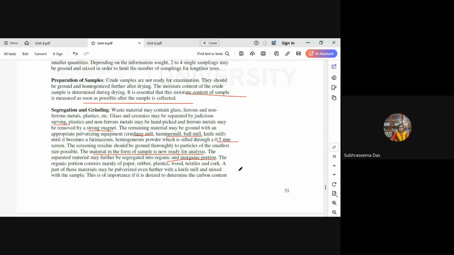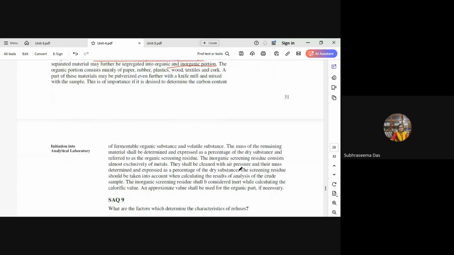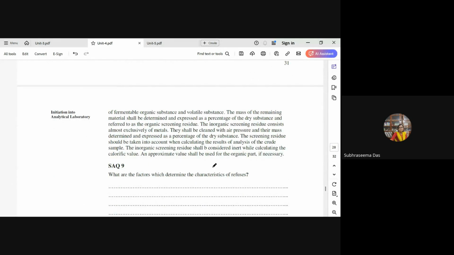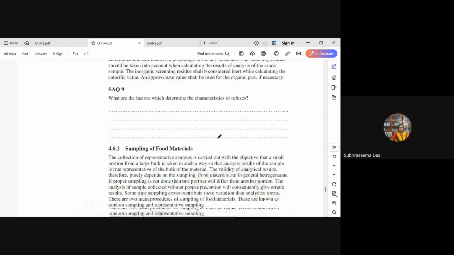So this is of importance. If it is, we need to know the carbon content of the sample. Then the mass of the remaining material shall be determined and expressed as a percentage. The inorganic material contains almost exclusively all of the metals. Now they are cleaned with air pressure and then their mass is determined. So the inorganic screening residue is considered inert while calculating the calorific value.